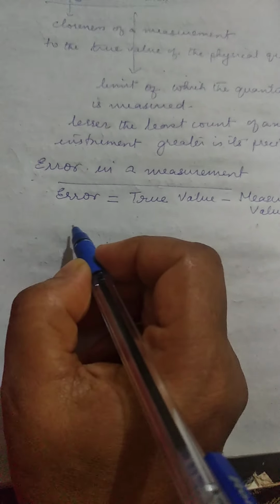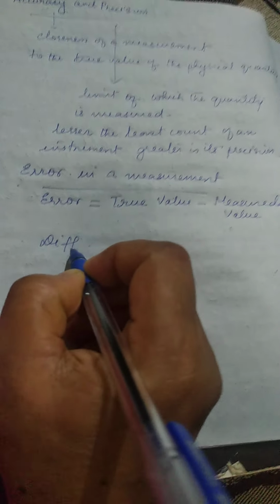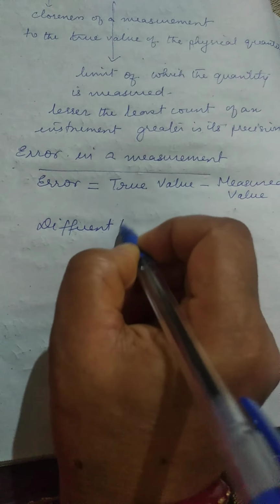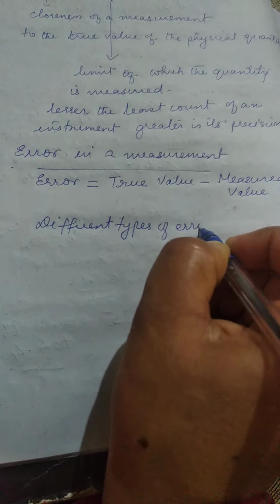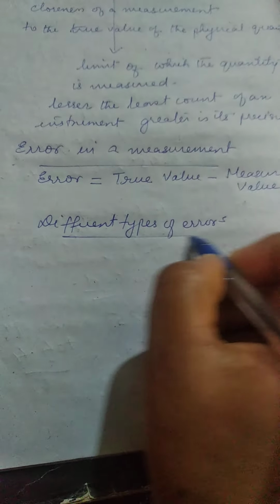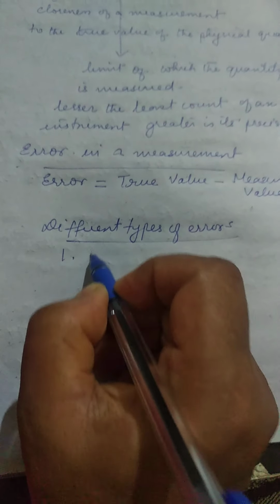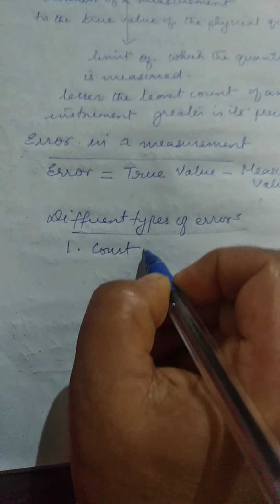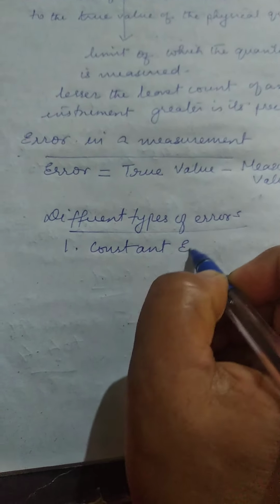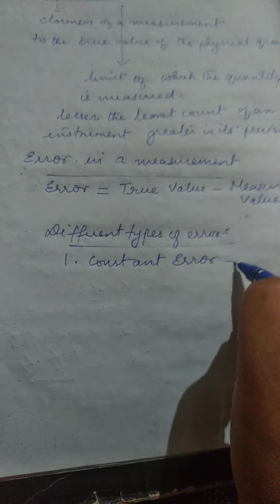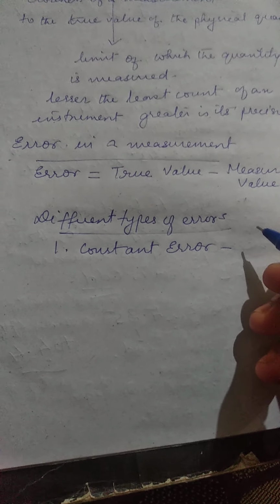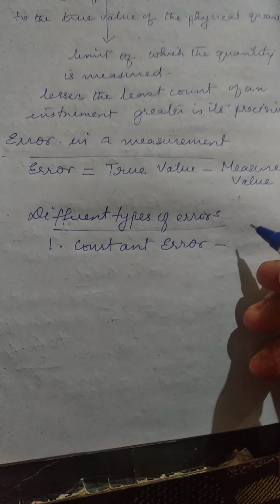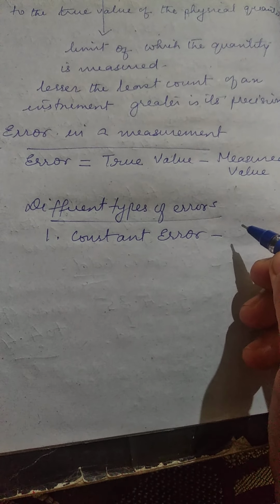Now these errors may be of different types. What are those different types of errors? So let us name them. Number one is constant error. What do you mean by this constant error? The errors which affect each observation by the same amount are called constant errors.